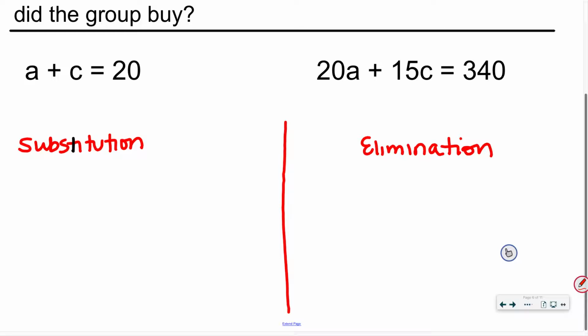Okay, so think about, do you want to eliminate the A or the C? Because that's going to determine what you multiply this entire equation by. Try one of them. Okay, eliminate the children. So what are you going to multiply that entire equation by? You're going to multiply every single thing there by negative 15.